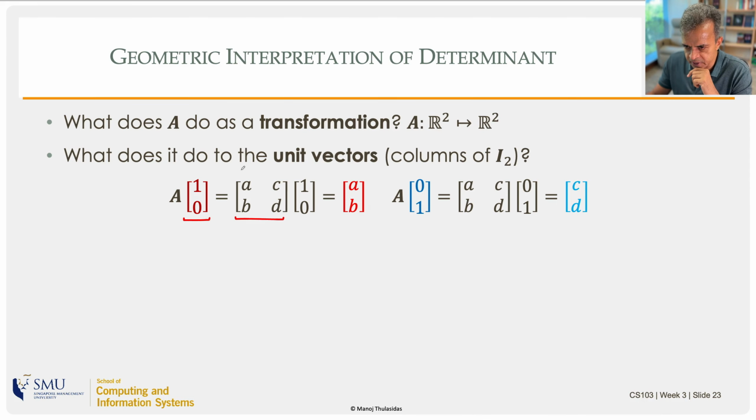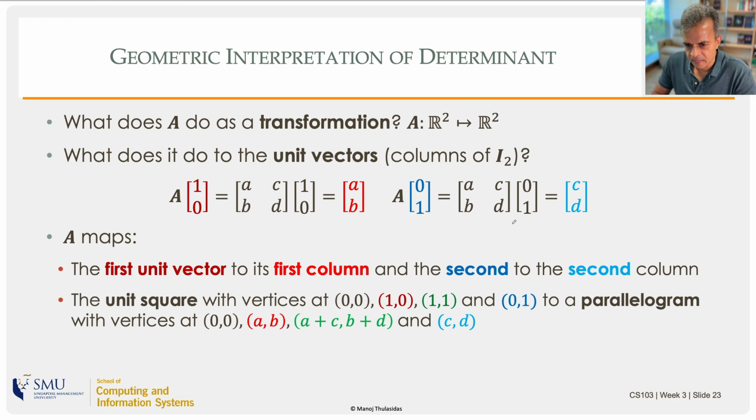What type of linear combination? 1 times this, 0 times that. That means just this, and that is AB. So the first unit vector will just pick out the first column of A. Similarly, the second unit vector will pick out the second column of A. That's what I said there. A maps the first unit vector to its first column and the second unit vector to its second column.